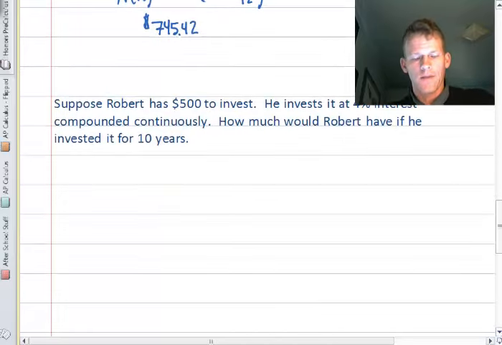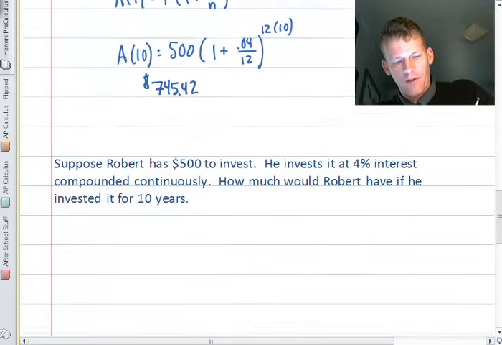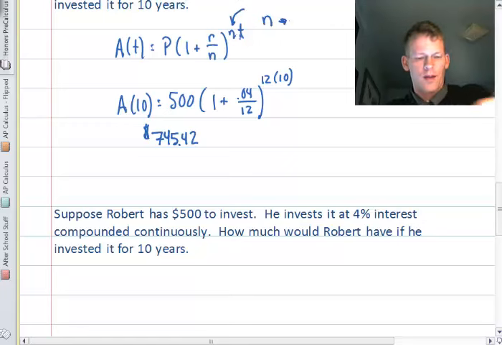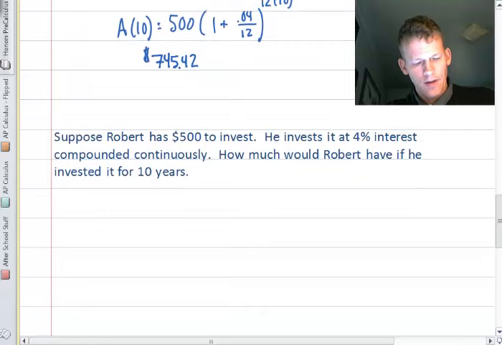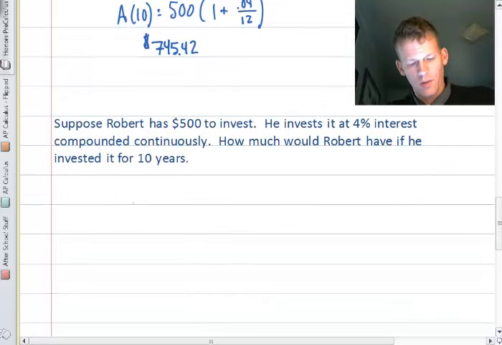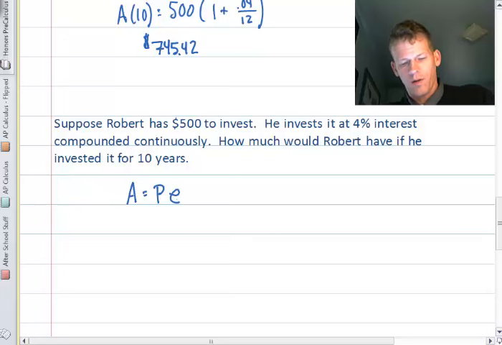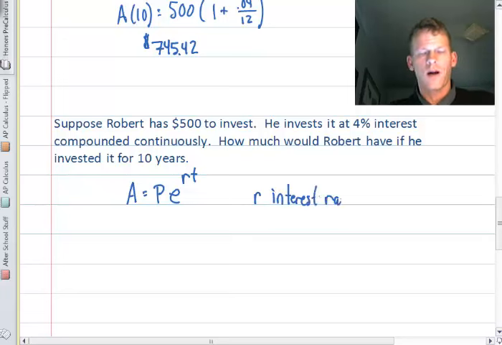Now, when you see the words compound continuously, it's time to switch equations, because continuous compounding would imply that the n value, n is going to infinity. But instead of using this formula and driving n to infinity, we use the PERT equation, which is principal times the exponential function, the natural exponent function, to the RT. Now, R is still the interest rate. We use this equation whenever we're told to compound continuously or we have a continuous growth model.